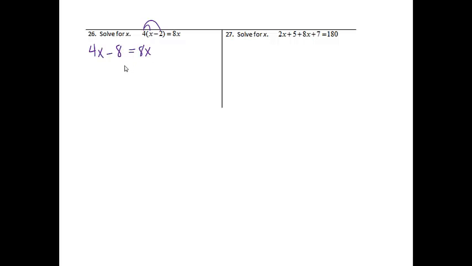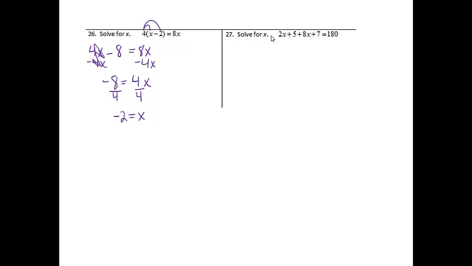We next want to get both x's on the same side. So to get rid of this 4x on the left side, we're going to do minus 4x to both sides. So those are gone. I'll get negative 8 equals 8x minus 4x is 4x. And then to get the 4 by itself, since that is multiplication right now, we will divide both sides by 4. Negative 8 divided by 4 is negative 2, and that's what x will equal.